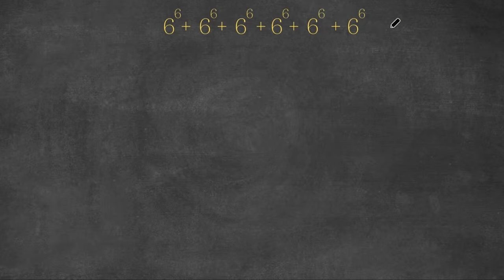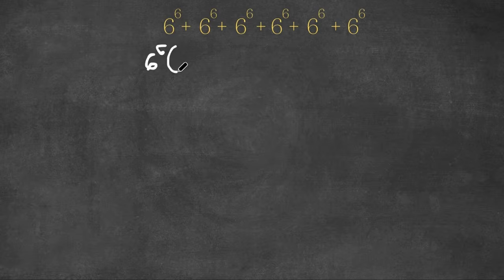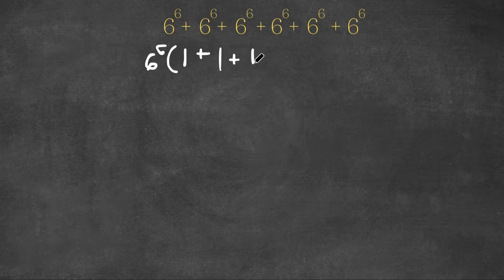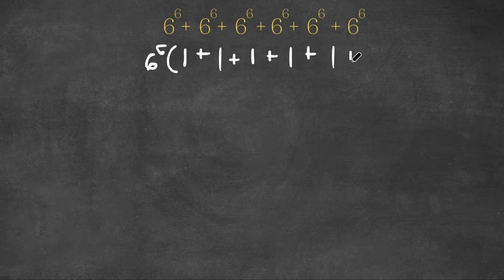Now, because all of these terms are the same, I'm actually just going to factor out 6 to the power of 6. So if I factor out 6 to the power of 6, I get 6 to the power of 6 times, now 6 to the power of 6 divided by 6 to the power of 6 is 1, plus same thing, 1, plus same thing once again, 1, plus 1, plus 1, finally plus 1.